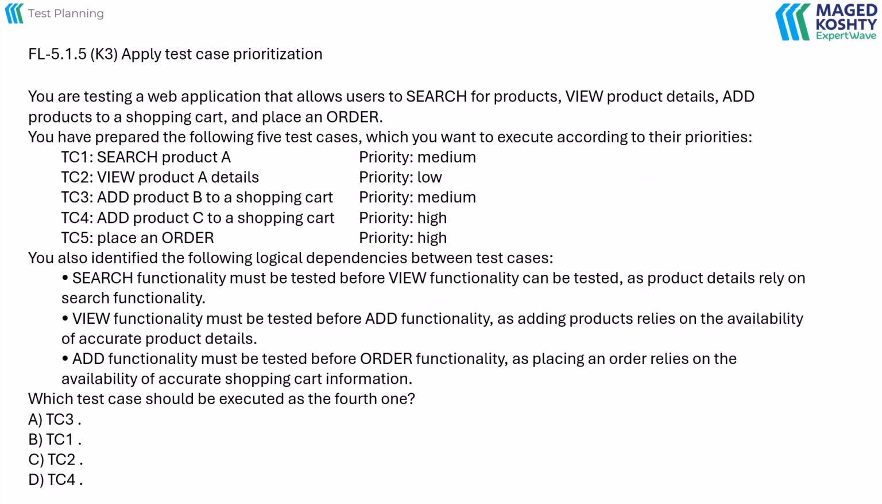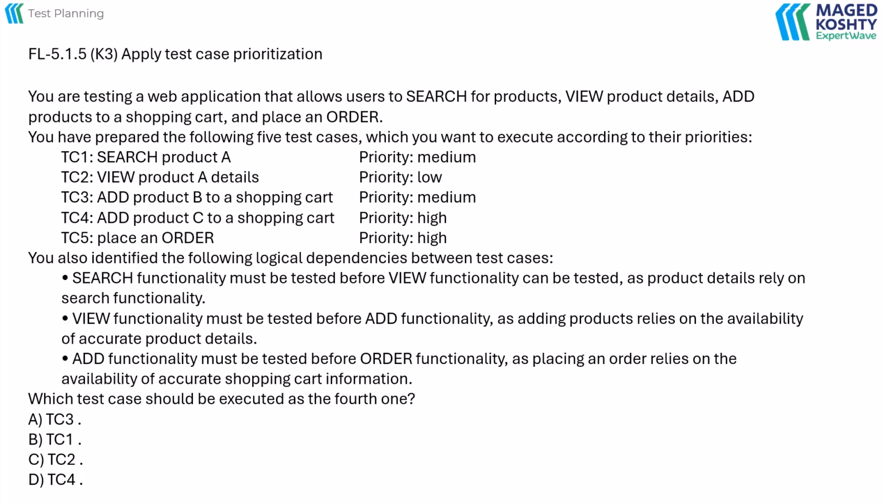Test case 3. Add product B to a shopping cart. Priority medium. Test case 4. Add product C to a shopping cart. Priority high. Test case 5. Place an order, which has priority high. Which test case should be executed as the fourth one?